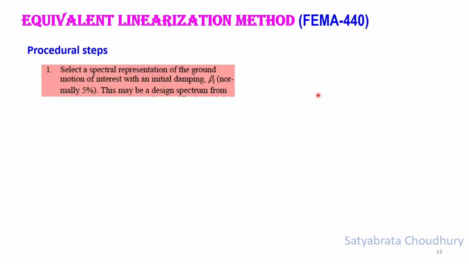Now in FEMA 440, another method is given, which is called the Equivalent Linearization Method. So it is a bit complicated. The procedural steps from FEMA 440 I have taken up here. Select the spectral displacement representation of the ground motion with an initial damping beta naught. That is, it is telling about the design spectrum at 5% elastic damped condition.